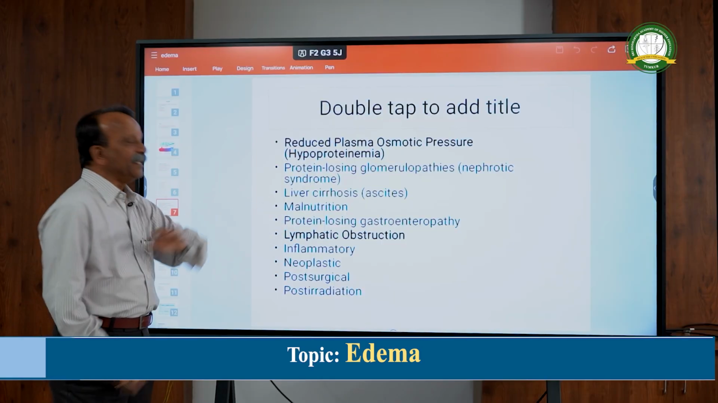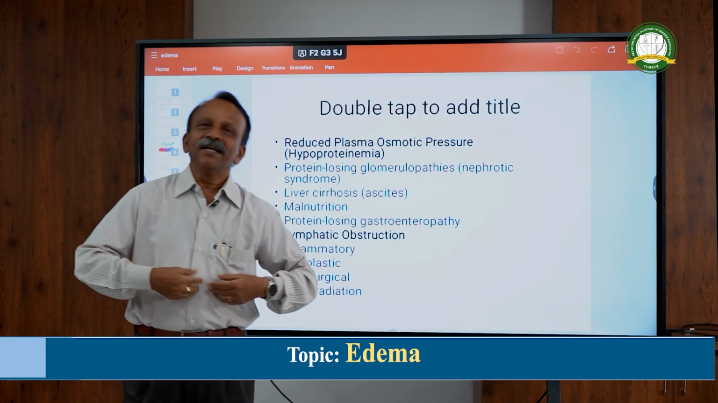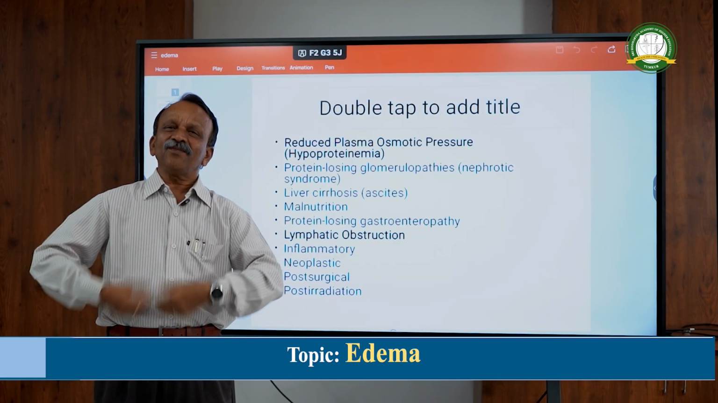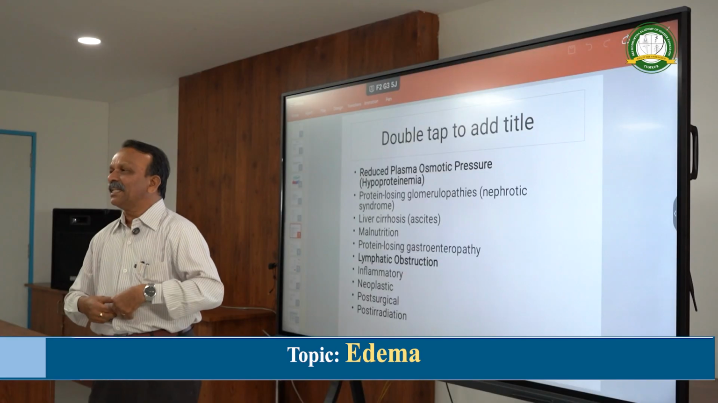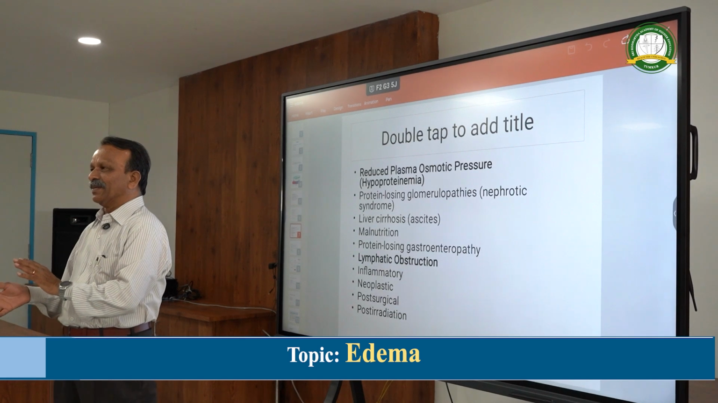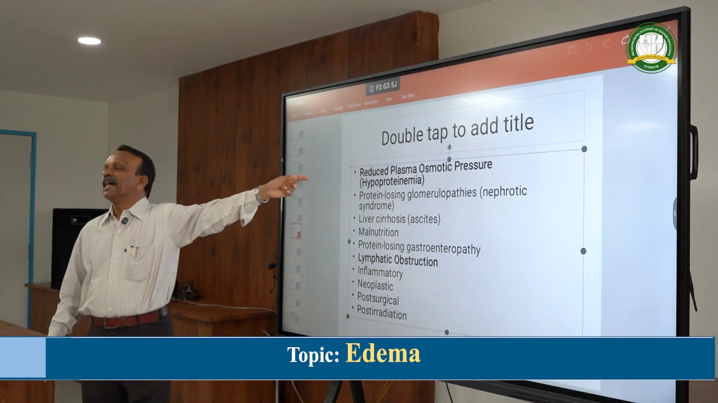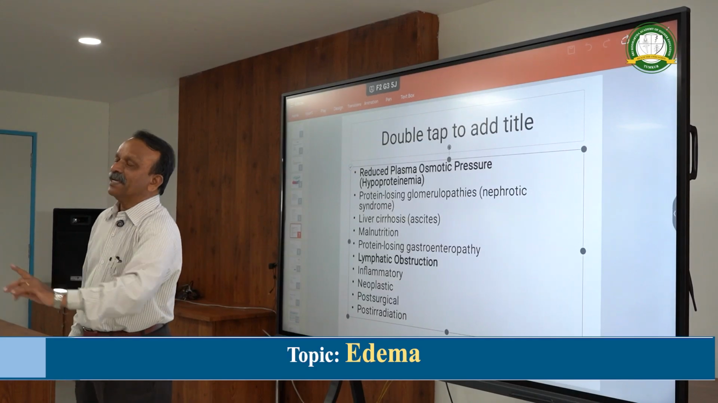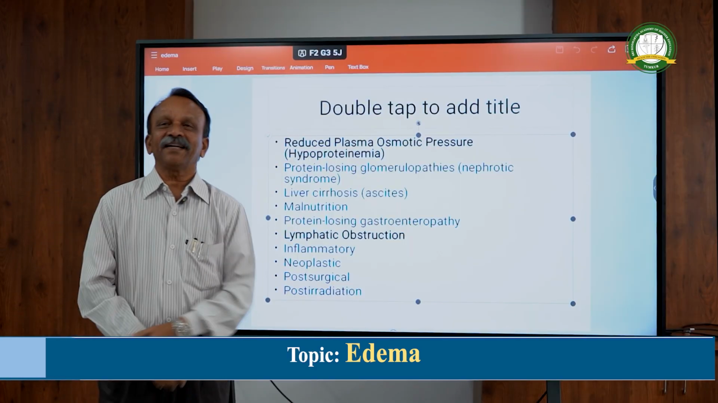That is one. Then there is one condition called protein losing enteropathy. Here, there is continuous loss of protein, whatever the amount of protein that you supply to the patient. In this condition, the protein is lost through the stools. Thus there is a decrease in the protein, resulting in a decrease in the colloid osmotic pressure, resulting in the edema. Then the next cause is lymphatic obstruction.